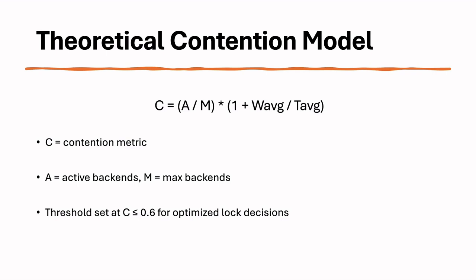To guide this adaptivity, we introduce a way to measure contention levels with this theoretical formula, where A equals the number of active backends, M is the maximum allowed backends, W average is the average wait time, T average is the average transaction time, and if C exceeds 0.6, we classify the system as being under high contention and adjust the lock strength. This model gives us a quantitative basis for our lock decisions in real time.